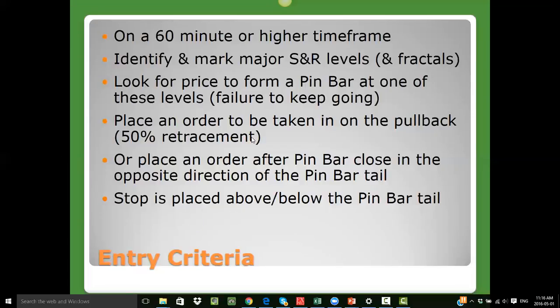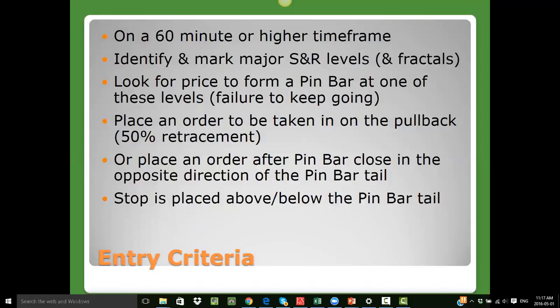So you can either take an order on pullback, like we talked about, 50% retracement of the candle, or you can enter right when the pin bar closes. So it's up to you how you want to place the order. And your stop loss would be above or below the pin bar. So in case of a bullish pin bar, you're putting your order below the tail in the bottom because you're looking to go long. And in terms of a bearish pin bar, your stop would be above the tail because you're looking to go short.